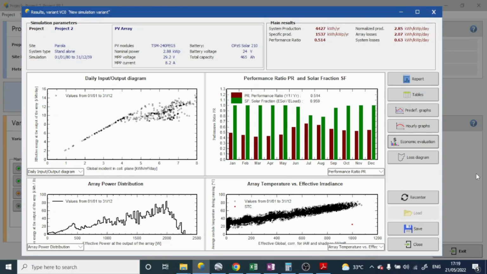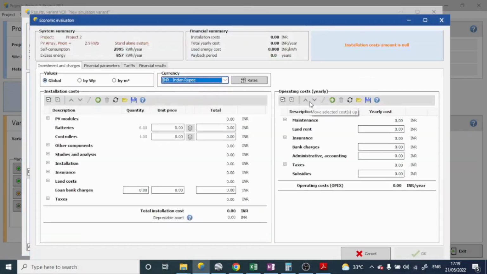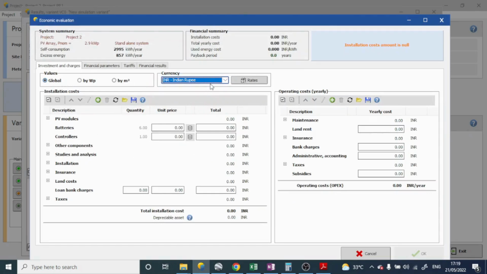In this lecture, we're going to talk about how we can include the economic evaluation in the report also. For that purpose, whenever we are running the simulation, here you will find the economic evaluation. We'll have to click on that. Once we have clicked on that, we have to set the currency also. Let's say I'm setting the currency to Indian rupees, so that has been included in the report also.